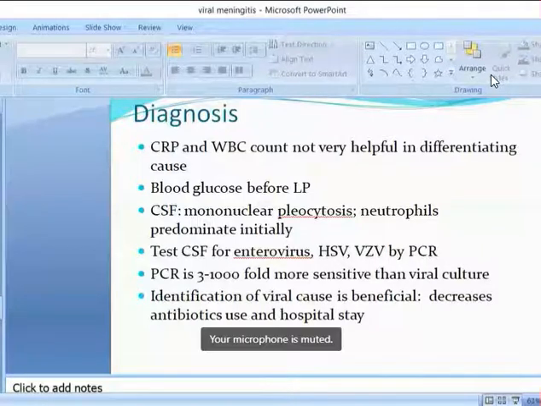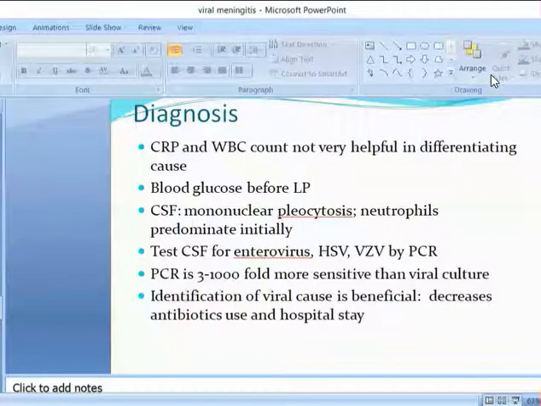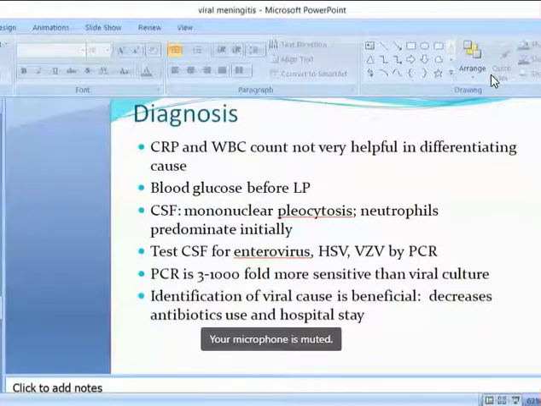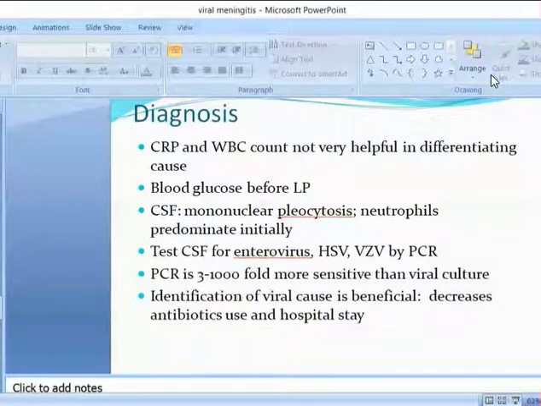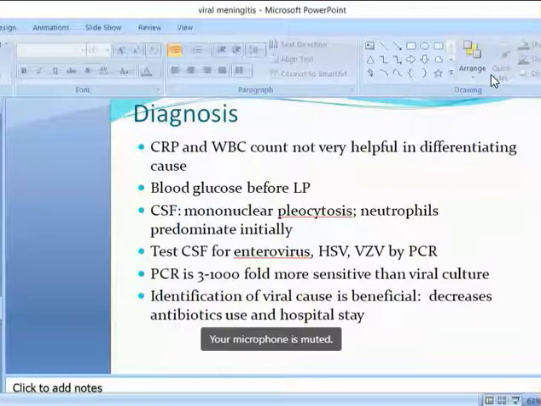In the cytology, a mononuclear pleocytosis may occur. As I said, neutrophils will predominate initially. You can test the CSF for enteroviruses. Usually, if you suspect aseptic meningitis, you look for the most common viruses, those are the enteroviruses, herpes simplex virus, and the varicella zoster virus.